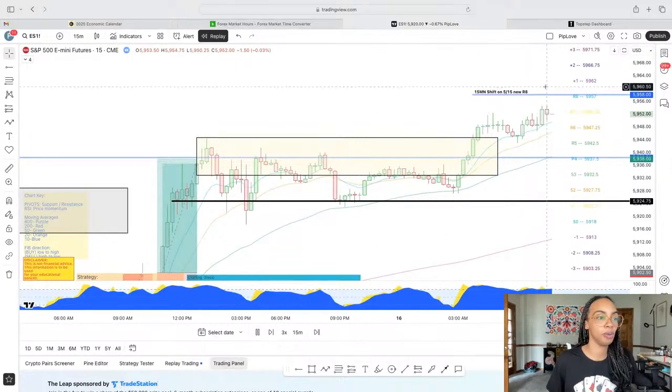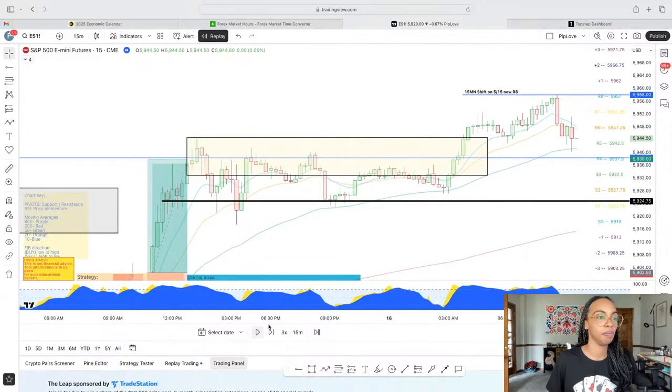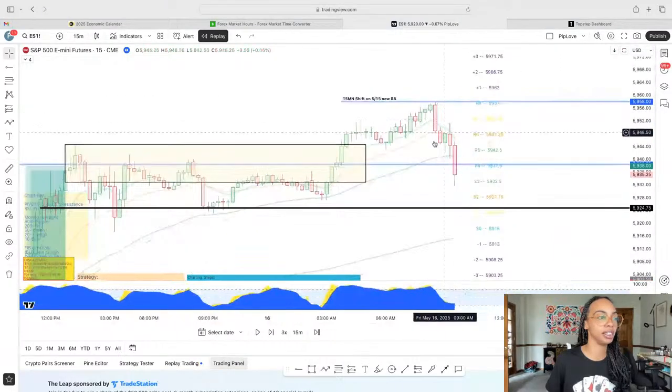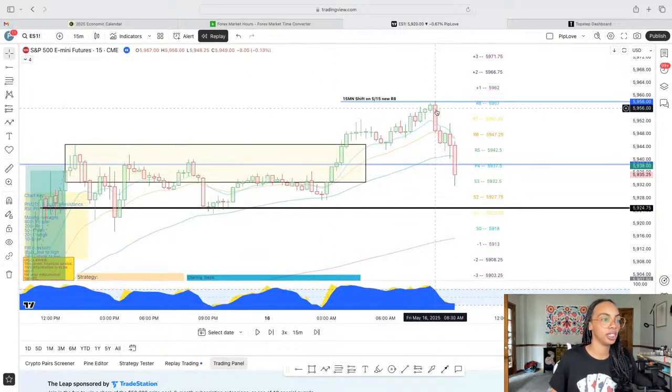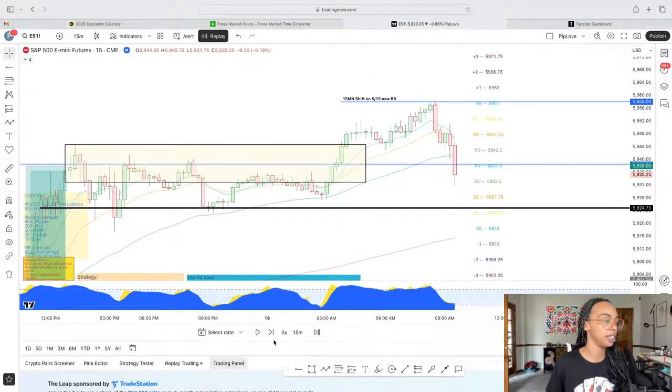So we had our new pivot level shift. Boom, price hit this R8. Now we're having some selling momentum. It kind of pulled back here. Hit this R8, making lower lows, lower highs.